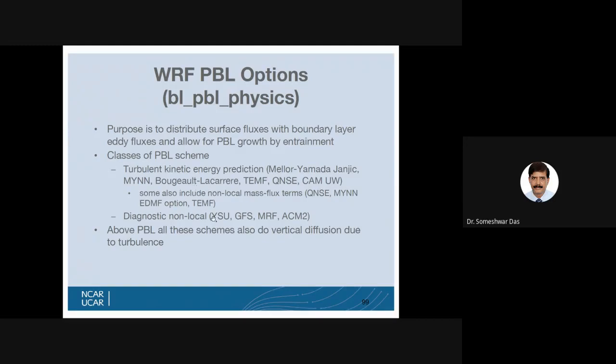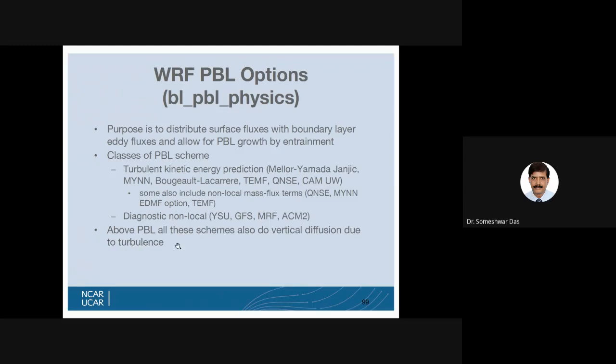And in this category, we have YSU, the Yonsei University, South Korea scheme, the GFS and the MRF also, both of them are part of the NCEP schemes which are used in the NCEP GFS model and in the MRF, that is the medium range forecast model. And the ACM2, that is the climate model of the NCAR. So all these models use the non-local closure scheme.